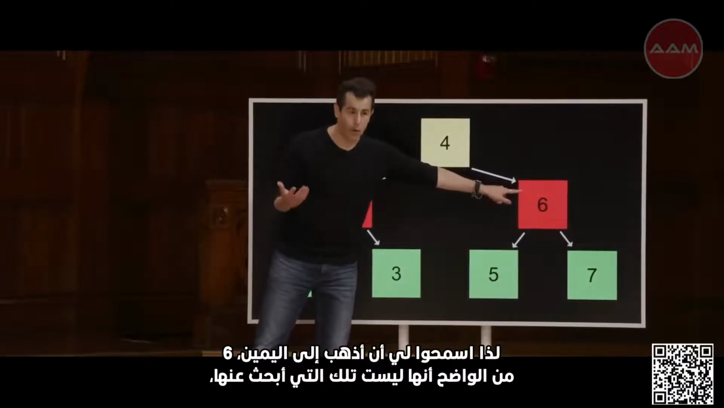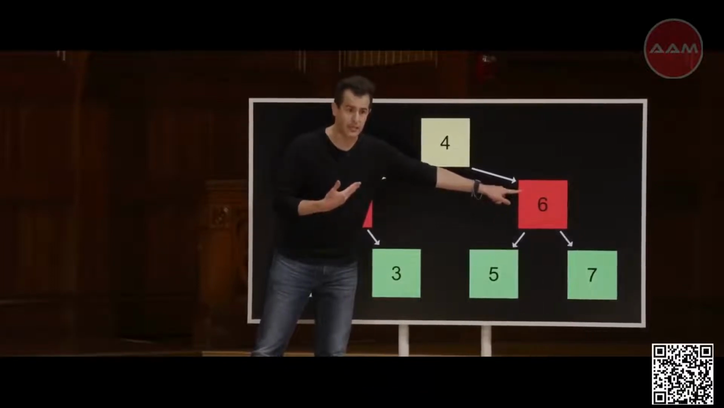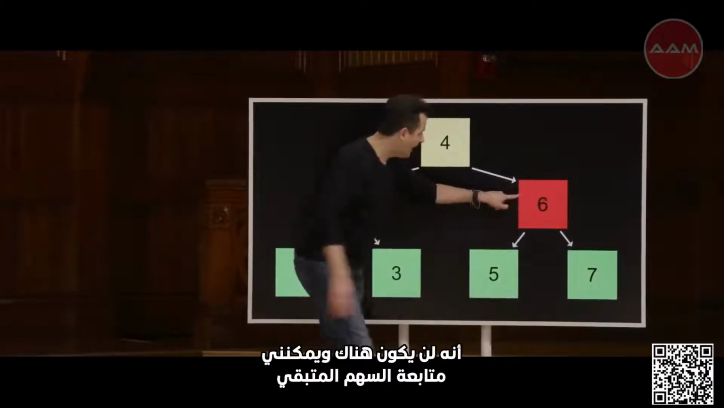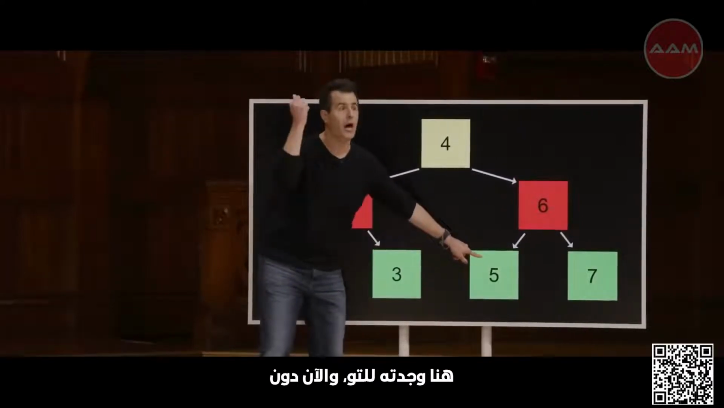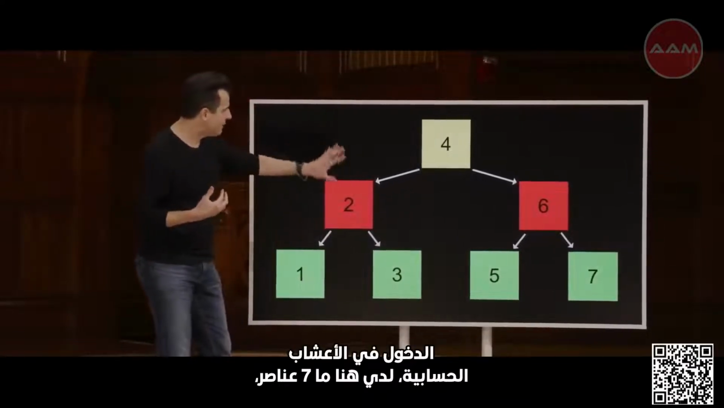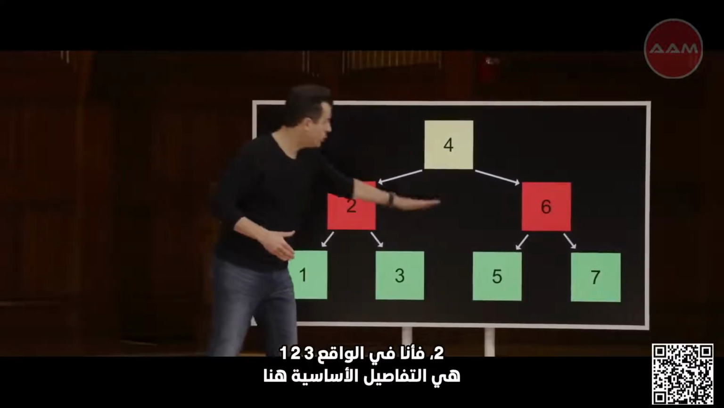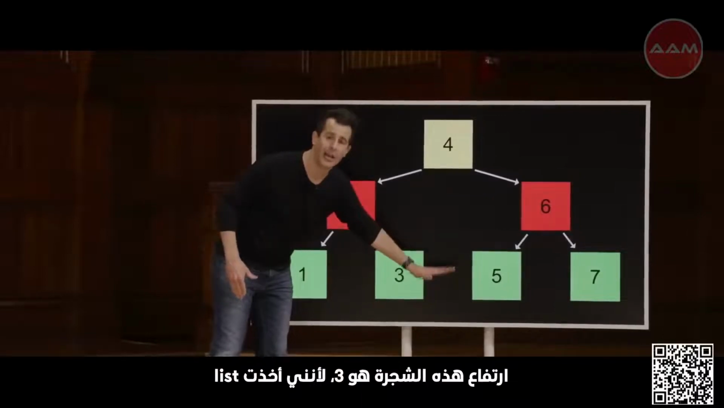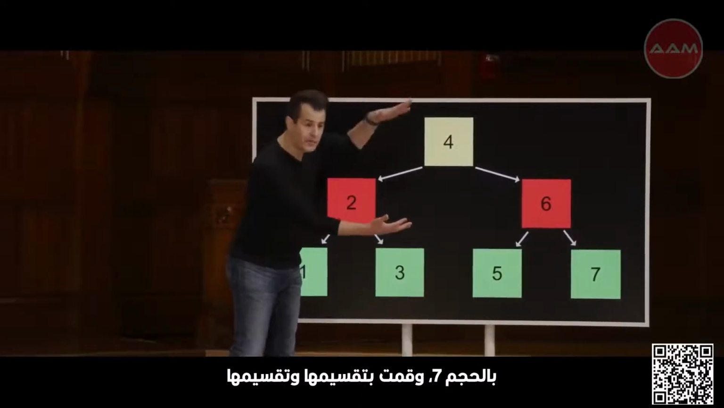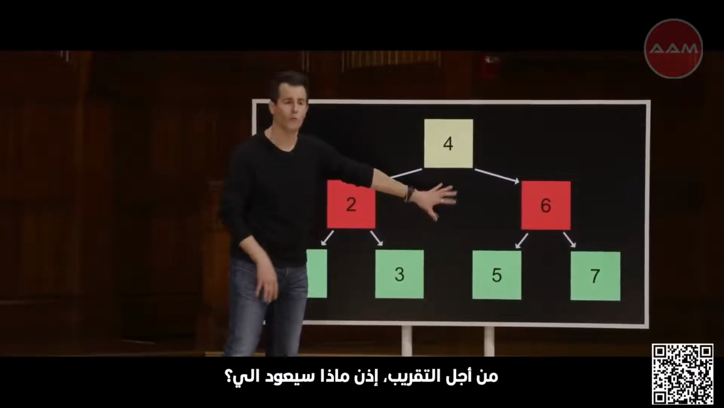6 is obviously not the one I'm looking for, but what do I now know about the 5? Well, 5 is less than the 6. So I can sort of snip this off here because I know it's not going to be down there, and I can follow the remaining arrow here, and voila, I just found it. And now without getting into the weeds of the math, I've got here, 7 elements. That's roughly 8 if I round up. And if I do some log base 2, 1, 2, 3 is the key detail here. The height of this tree is 3 because I took a list of size 7 and I halved it and I halved it in order to let it dangle in these 2 dimensions, plus or minus 1 for rounding's sake.